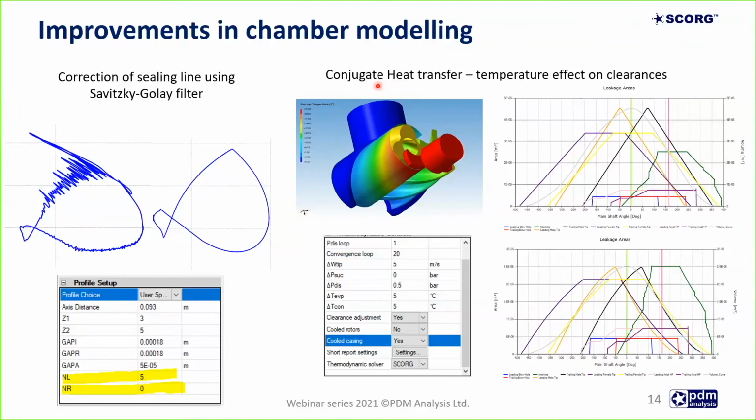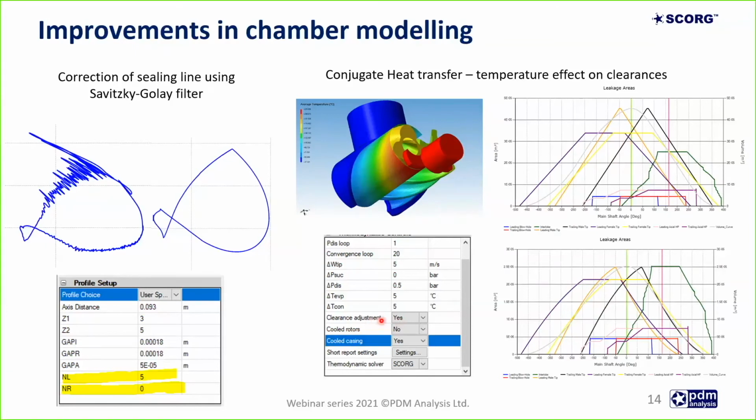The second feature, for conjugate heat transfer, allows you to calculate operational clearances in the machines. On the top right diagram in this slide, the black and orange lines and the yellow and purple lines are the radial clearances on the male and female rotors, the leading and trailing radial clearance areas, so leakage areas, as a function of the angle of rotation on the male and female rotor. These are calculated in the geometry module as cold clearances, so they depend on what value you set for your clearances in the SCORG input.